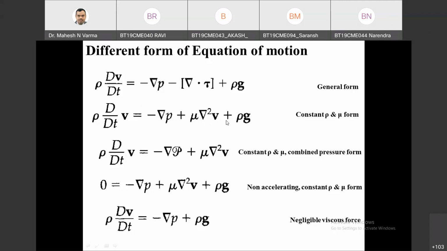Three are cylindrical, three are spherical, and three are Cartesian coordinate system. So now from these 45, we have reduced to 9 equations. Out of these 9, 3 equations will be useful. Which 3 equations are useful?